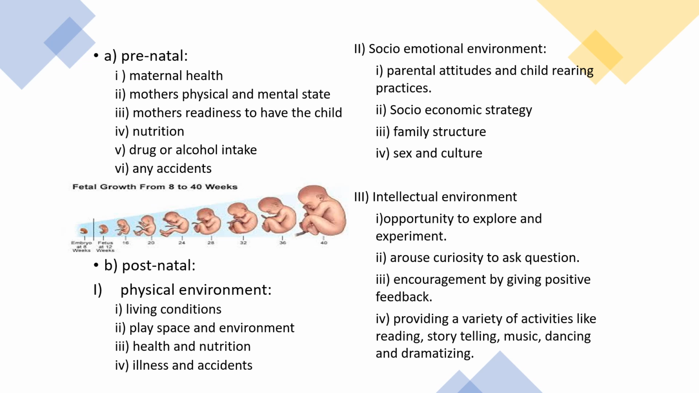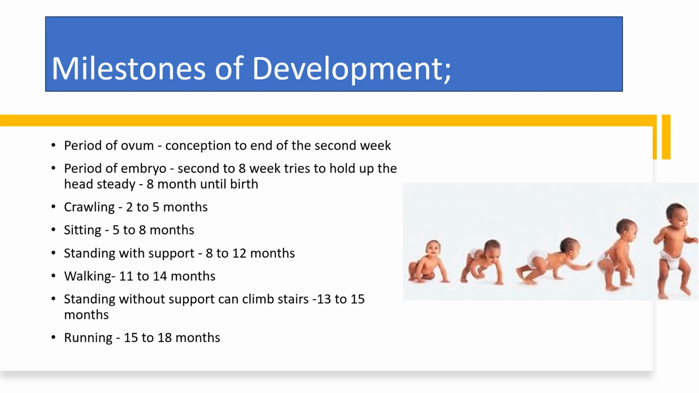Okay, and if these all are the factors influencing development, what are the milestones of development? The period of ovum means the time of conception to the end of the second week. That is the first milestone of each of our lives. Okay, the time of conception to the end of the second week. Then it is an embryo. Then it is called the period of embryo. That is from the second week.